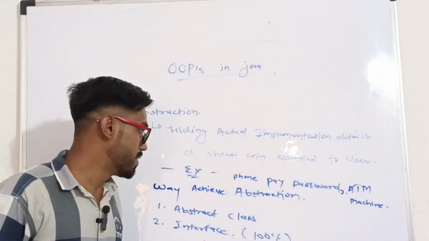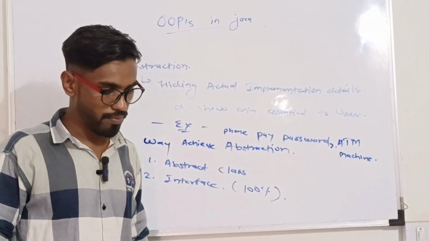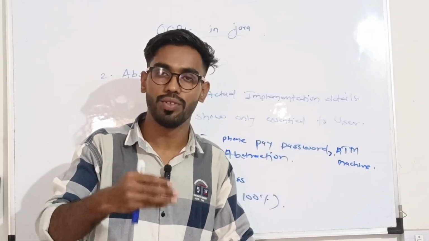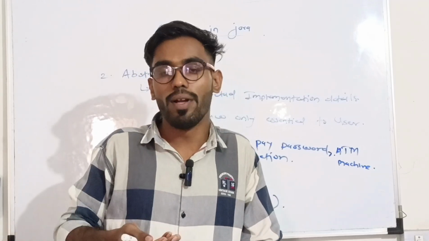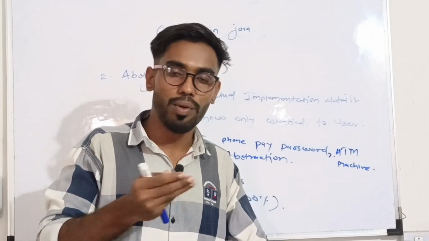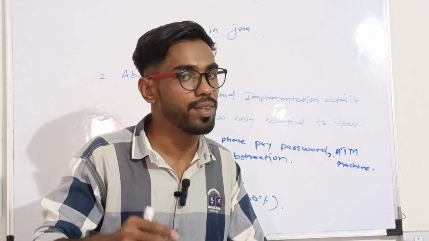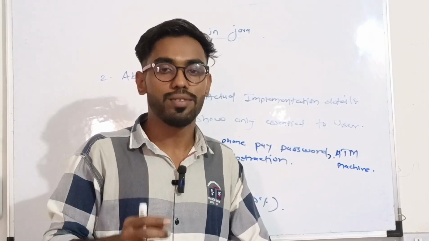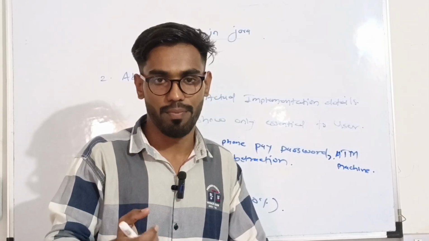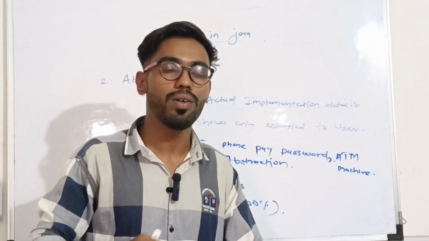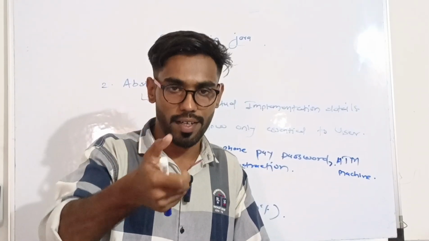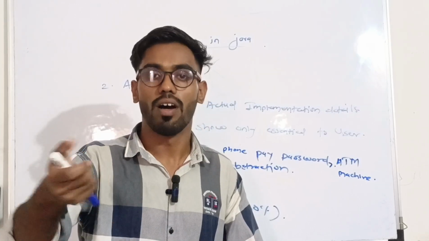Assume an example like PhonePe. We might share our mobile password with our friend, but we do not share our Google Pay or PhonePe password with them. So actually we hide the credential details from our friend, but we do not hide the mobile password. We hide only the credential details.